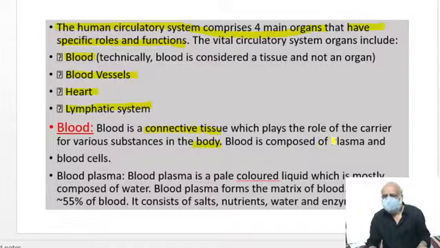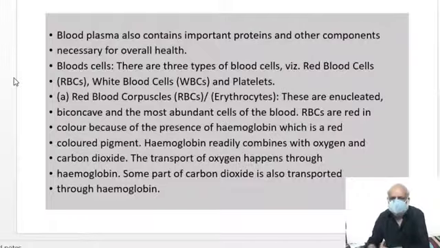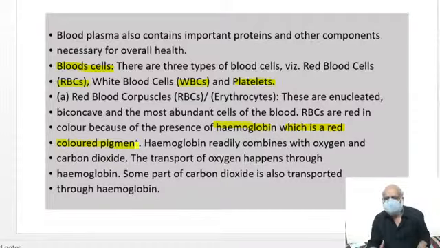Blood is composed of plasma and blood cells. The other components of the blood are blood cells, that is RBC, WBCs, and platelets. What is the function of RBCs? RBC contains hemoglobin, which is red colored pigment. It readily combines with the oxygen and carbon dioxide and transport oxygen and carbon dioxide.